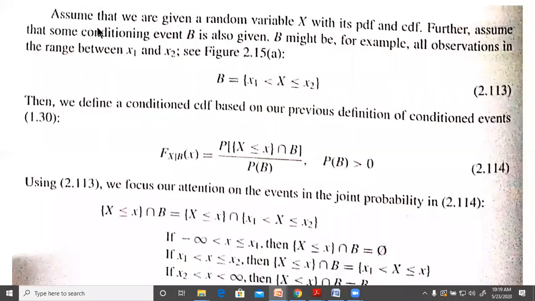So let us go forward, assuming that we are given a random variable X with its PDF and CDF. Further, assuming that some conditioning event B is also given to us, then B might be, for example, all observations in the range x1 to x2. So we will consider here B as being within the range x1 and x2 of X.